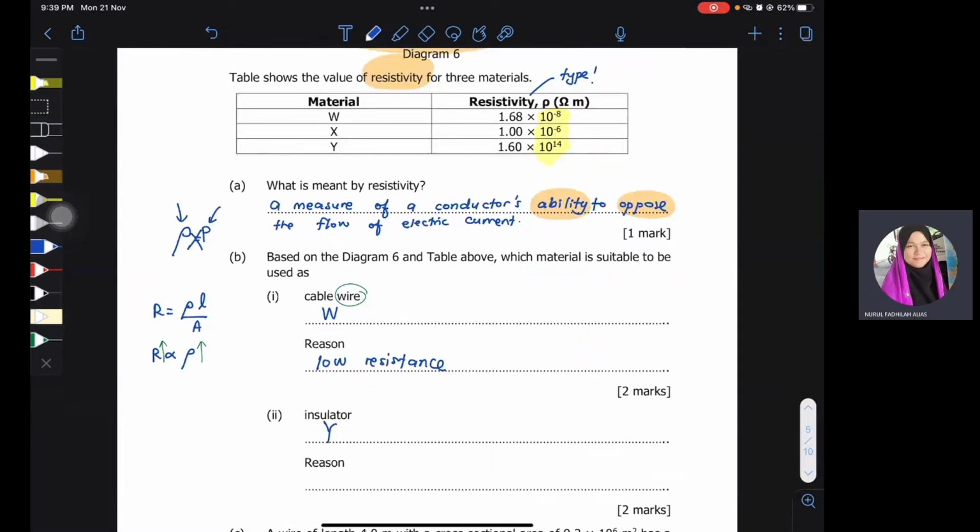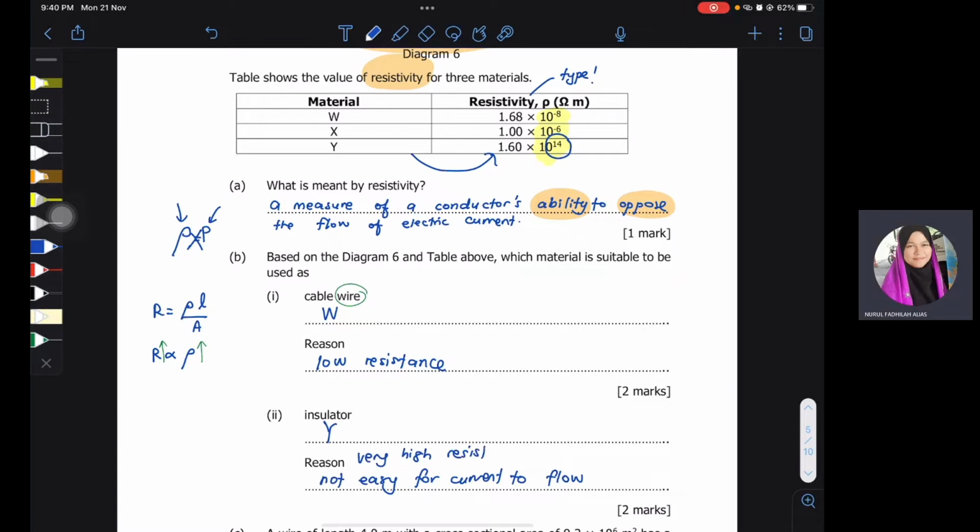Kenapa? Tadilah as I told you tadi, dia punya resistance very super duper high. Jadi maksudnya dia adalah an insulator. Current is very difficult to flow, positive, very high ni. Jadi kita kata reason we choose Y because it's not easy for current to flow, ataupun you can simply say very high resistance.